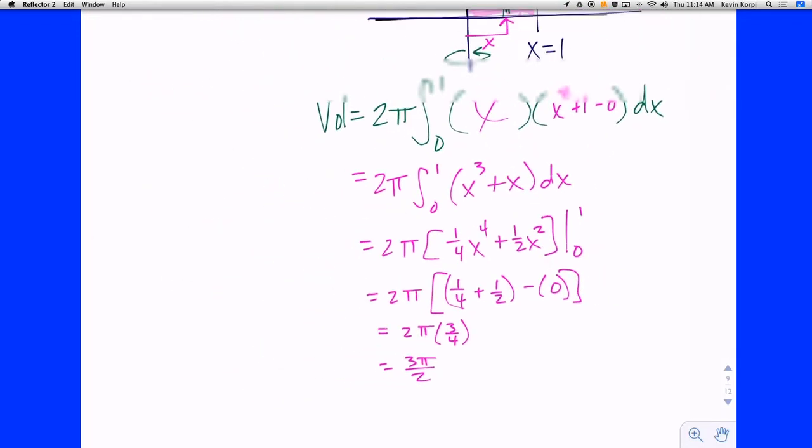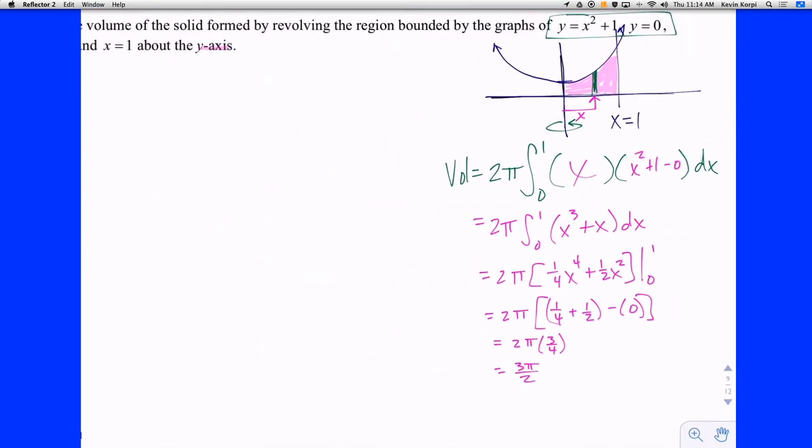3 pi halves the radian angle at 270 degrees? No. 3 pi halves cubic units, which I think is about a jigger. Good. You ought to know what that is. That's another shot glass reference, and I'm glad you didn't acknowledge that.